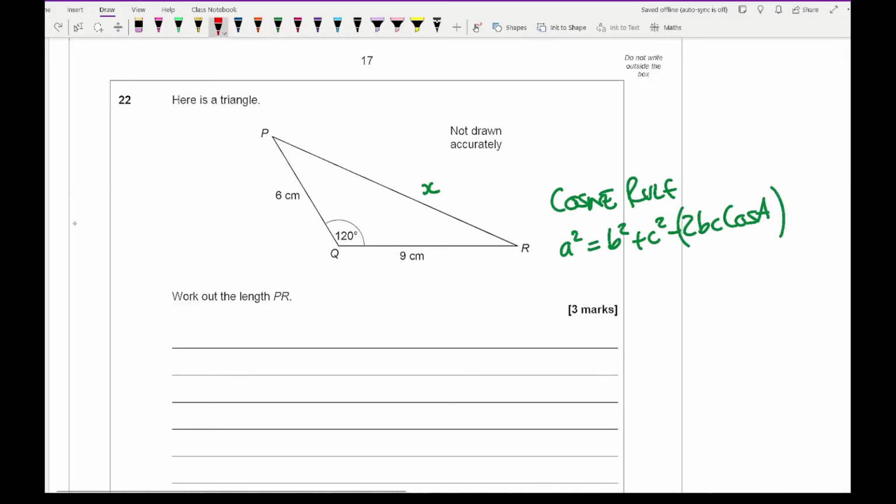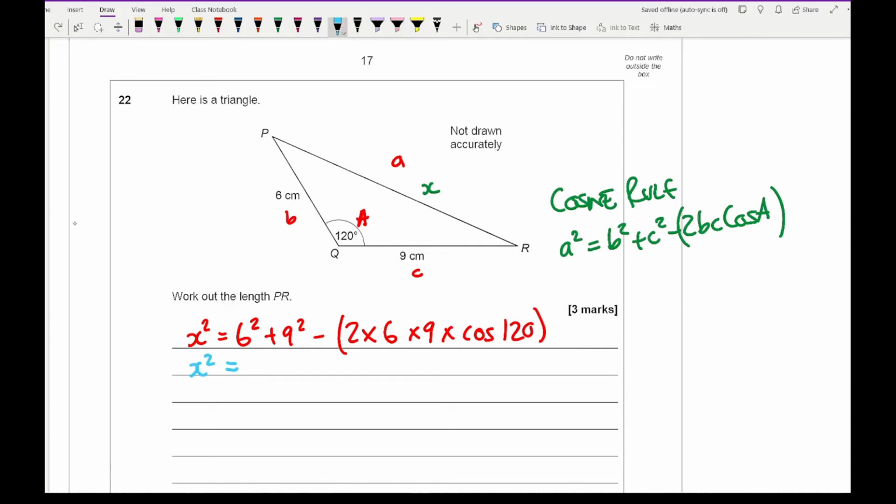So substituting the letters in, this is my a, that's capital A, that's b, that's c. So I get x squared equals 6 squared plus 9 squared minus 2 times 6 times 9 times cos of 120. Now I would always recommend that you put brackets around the 2 times bc cos A. And so x squared equals, if I substitute all that in, I get 171. So therefore x equals the square root of 171.